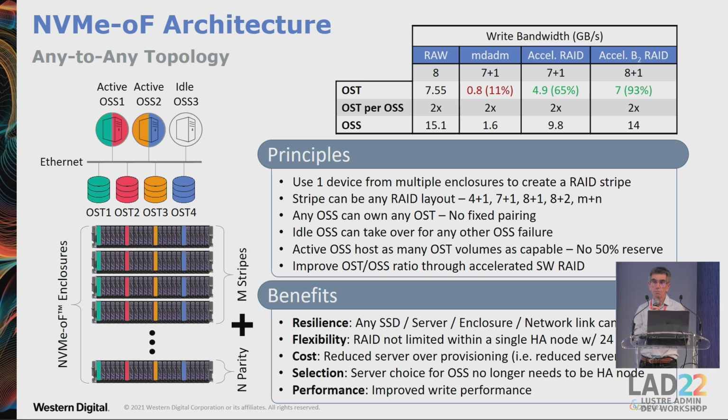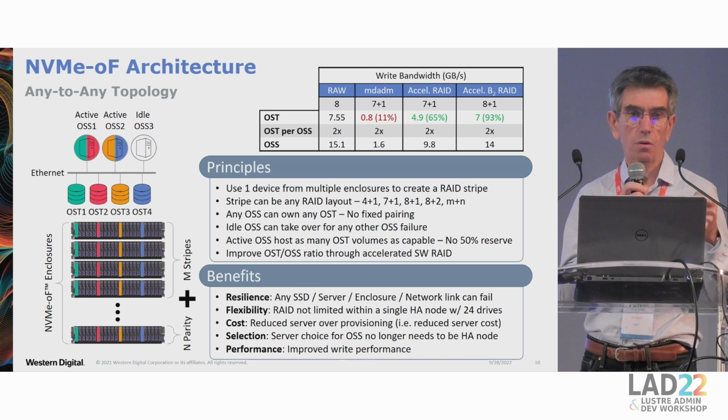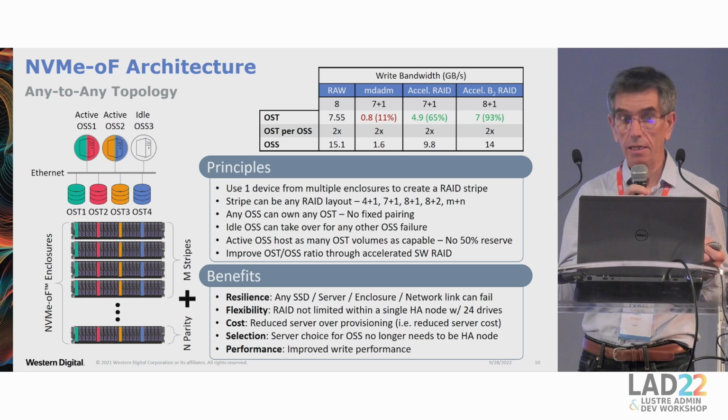Now comes the NVMe over Fabric architecture. The principle of this architecture is that it is an any-to-any topology, meaning we are proposing to use, for example, one device from multiple enclosures. So we can stripe the RAID layout with one device per enclosure, and you then have a very flexible layout like 4+1 or 8+1 or 8+2 and so on.